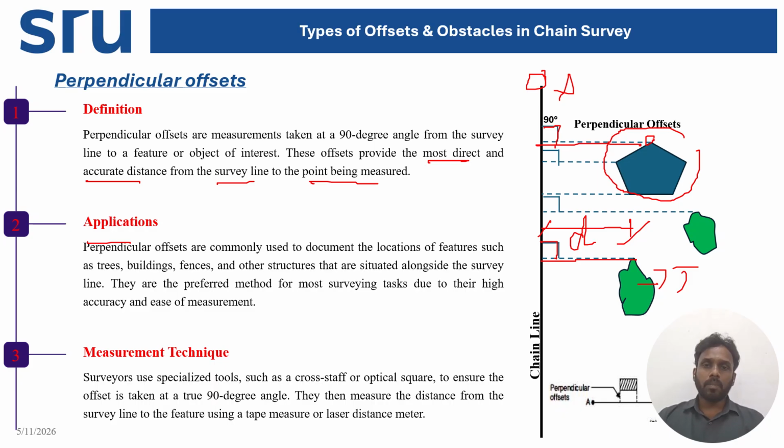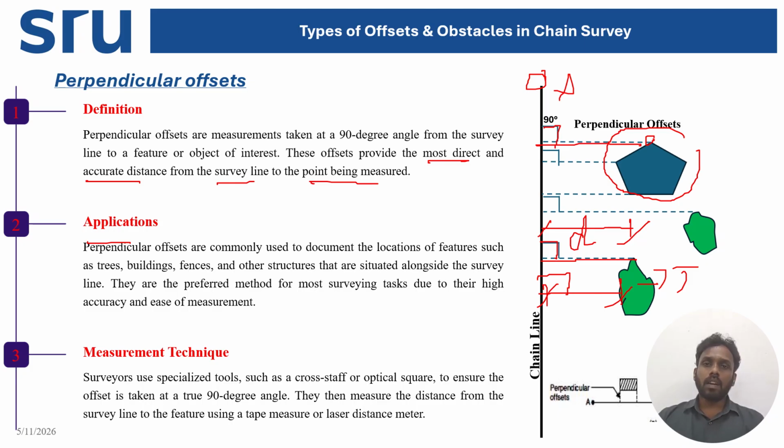Okay. So measurement techniques: surveyors use a specialized tool such as crosstaffs or optical squares. By using this, they'll measure the distance from your survey line towards your tree. So the most important thing you should consider on this particular offset is that the offset line should be exactly 90 degrees, which is perpendicular towards your chain line. So that is a major thing we should observe.